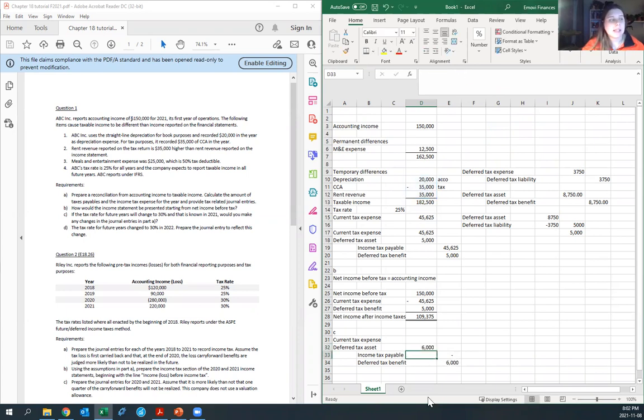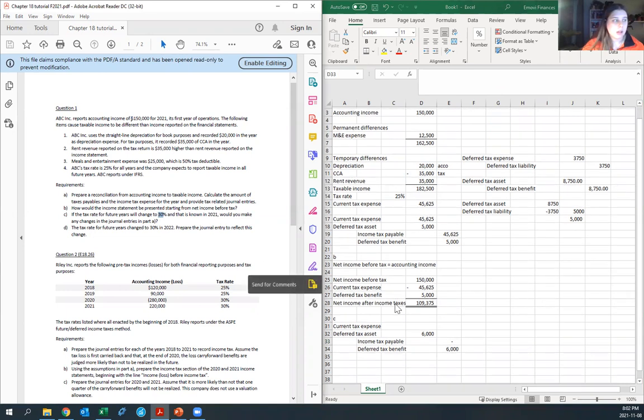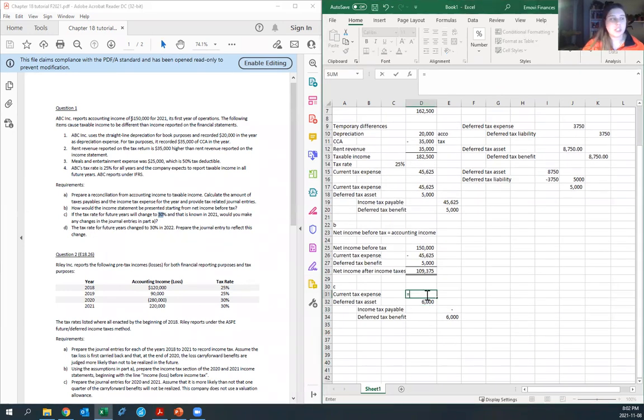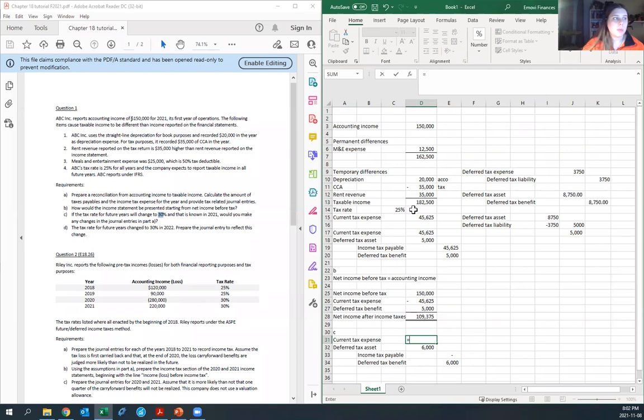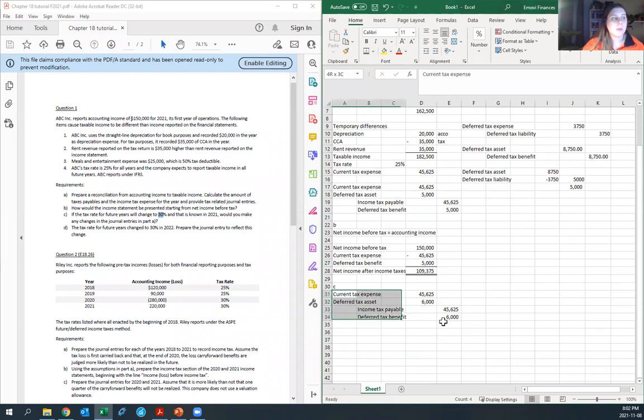So it's going to be $6,000 instead of $5,000 because your tax rate for 2022 is going to be 30% instead of 25%. Your current tax expense doesn't change. For 2021, your rate is still 25%. So you're still paying 25% of your taxable income. So that would be the transaction if you knew that your tax rate for future years will change to 30% in the current year.